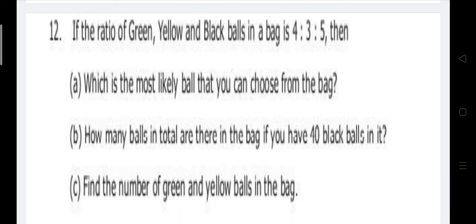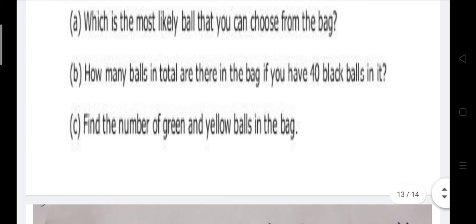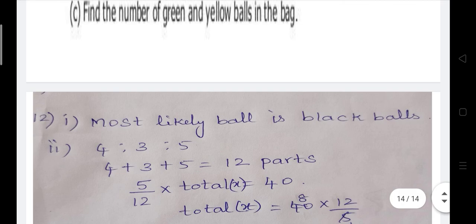Last question. The ratio of green, yellow and black balls in a bag is 4 is to 3 is to 5, that is 12 balls. 4 green, 3 yellow and 5 black balls. The black balls are more here, 5 black balls. Then what is the most likely ball that you can choose from the bag? The most likely ball is the black ball.